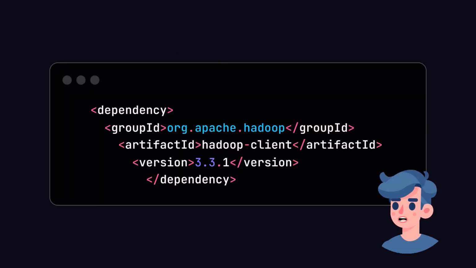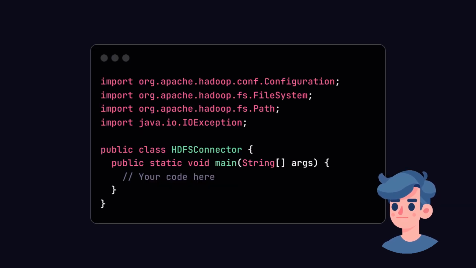Now, let's move to the Java integration part. To work with HDFS in Java, you need to include Hadoop client libraries in your project. If you are using Maven, you can add the following dependency to your pom.xml file. Next, we need to set up our Java project and include necessary imports. Here's a simple Java class that demonstrates how to connect to HDFS.